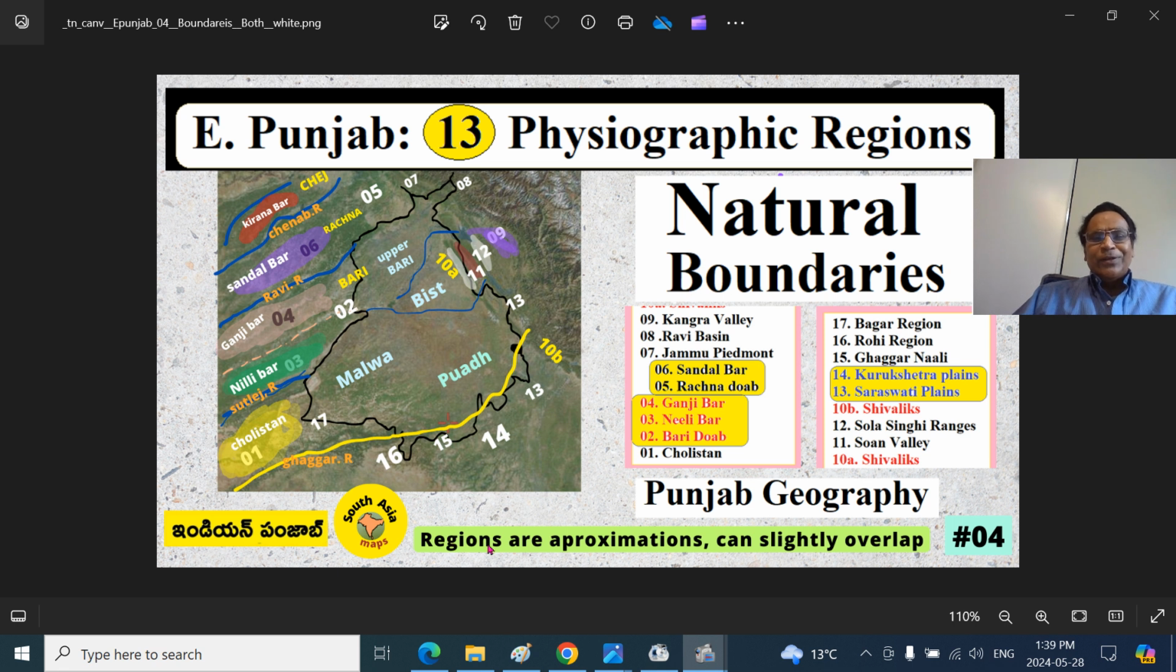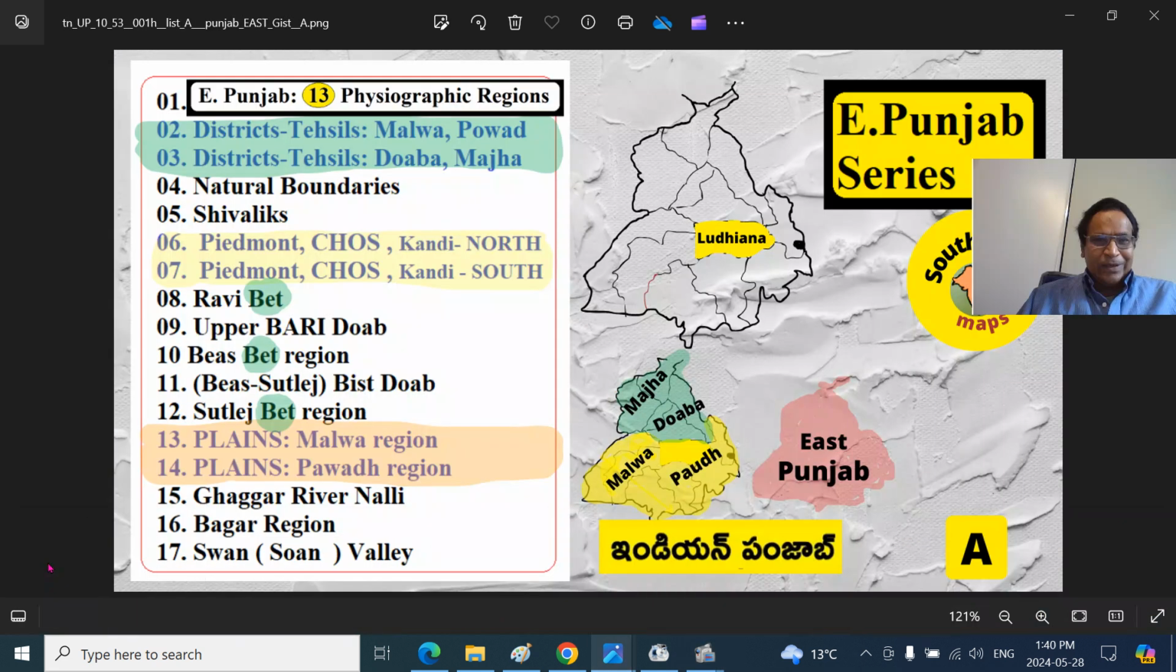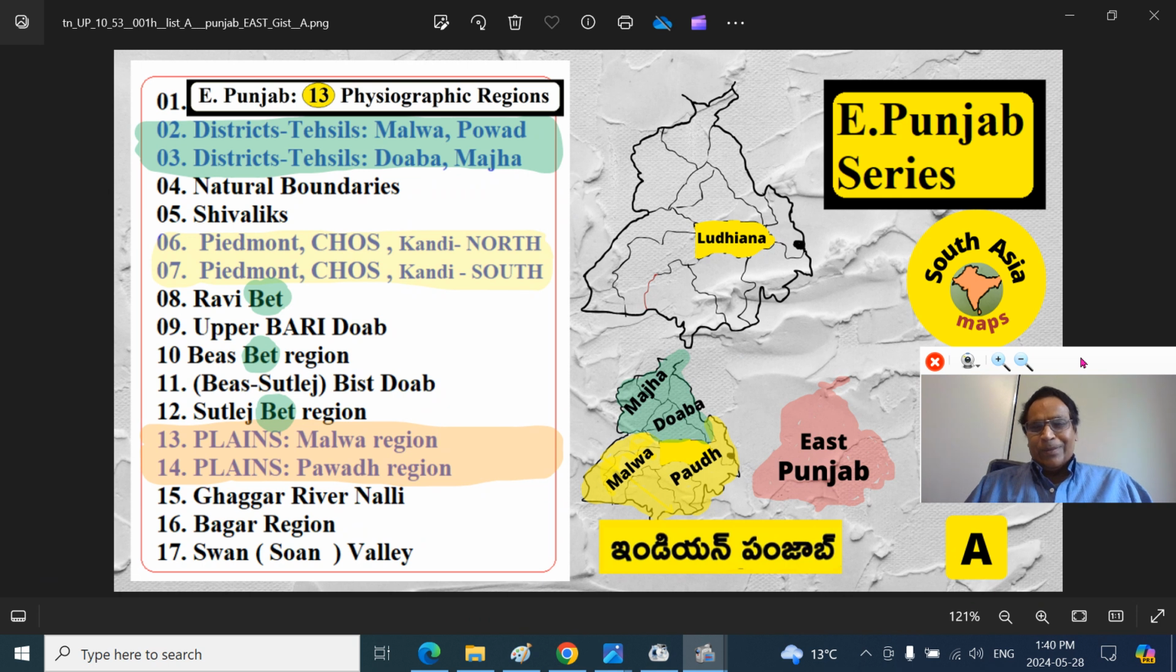These regions or approximations can slightly overlap, you have to keep that in mind. That particular part I will discuss after this presentation. You will look at Punjab and the surrounding areas. Mitranam, this is our Punjab series, the land of Sher-e-Punjab Ranjit Singh and the Dharmagurus. We are in part 4, natural boundaries of the East Punjab region.